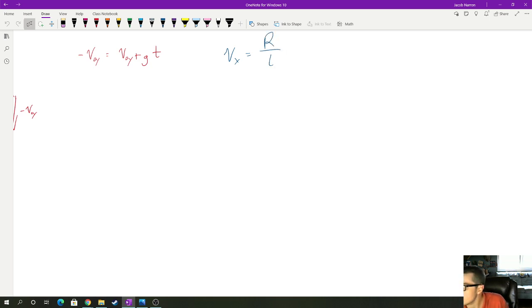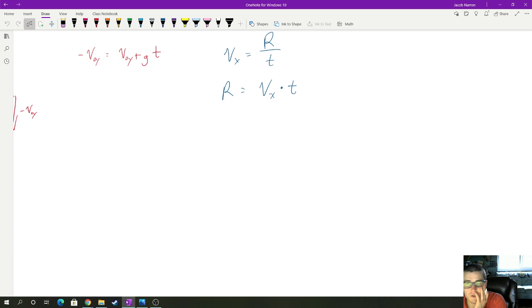Now remember, this problem is looking for the range. What is the range of this object? And so because of that, we're going to end up rewriting that equation in terms of r. So this is going to be vx times t. So r equals vx times t. And so now we have the range.